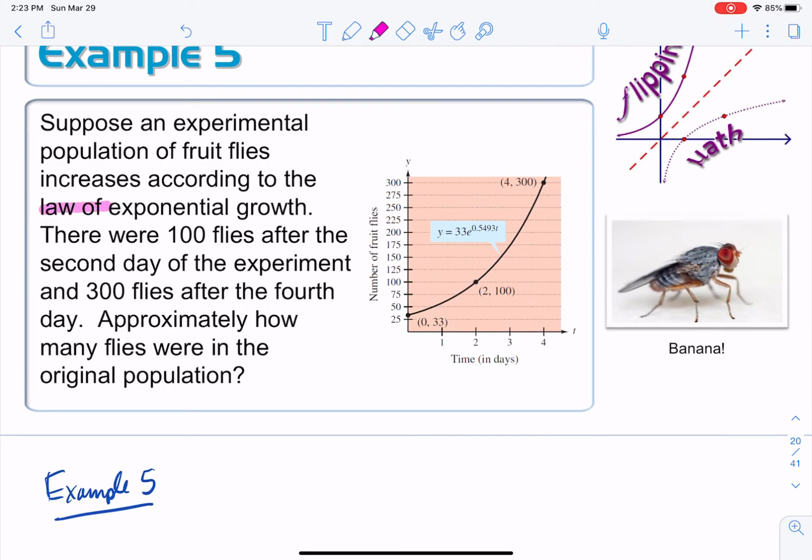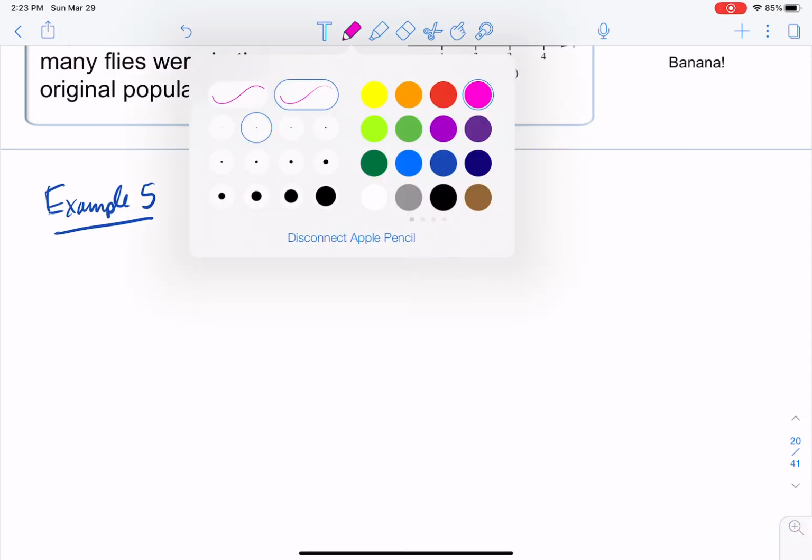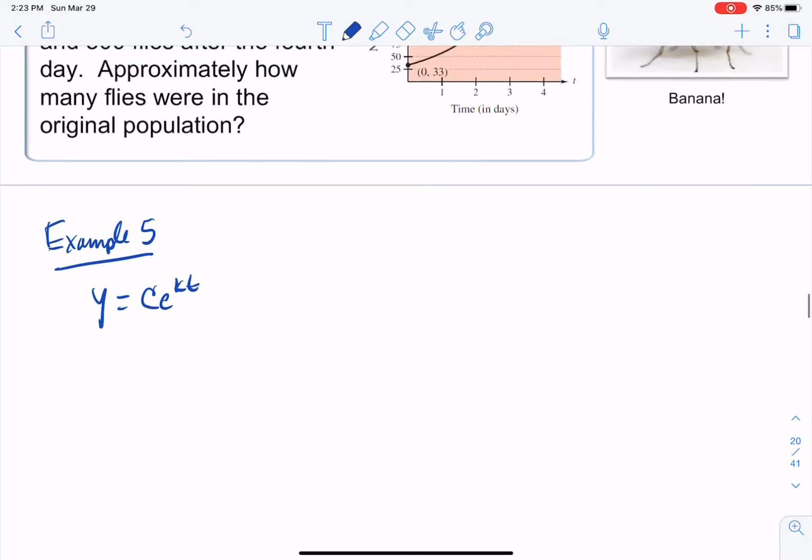First of all, we're talking about the law of exponential growth. That is key to understand, because we are going to use y is equal to c e to the kt, which of course came from the model dy/dt is equal to k times y. It arose from that. I don't want to have to solve it. I'm just going to understand that that's how it solves. All right, so we know that we have the equation y is equal to c e to the kt. All right, so far so good.